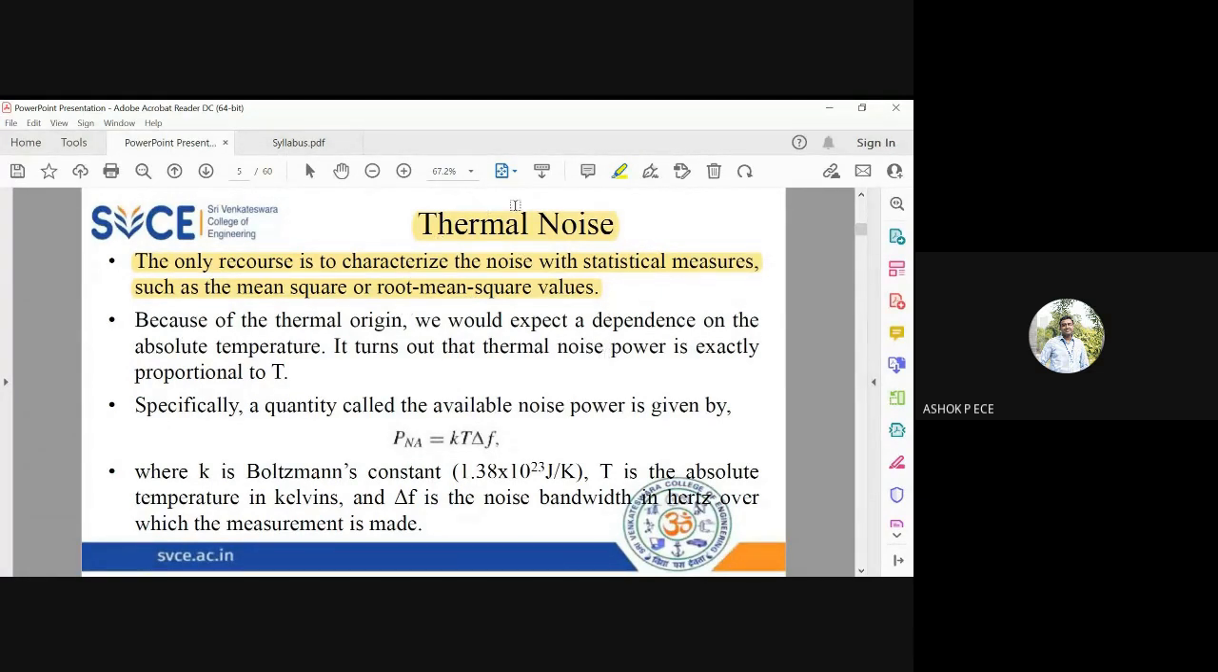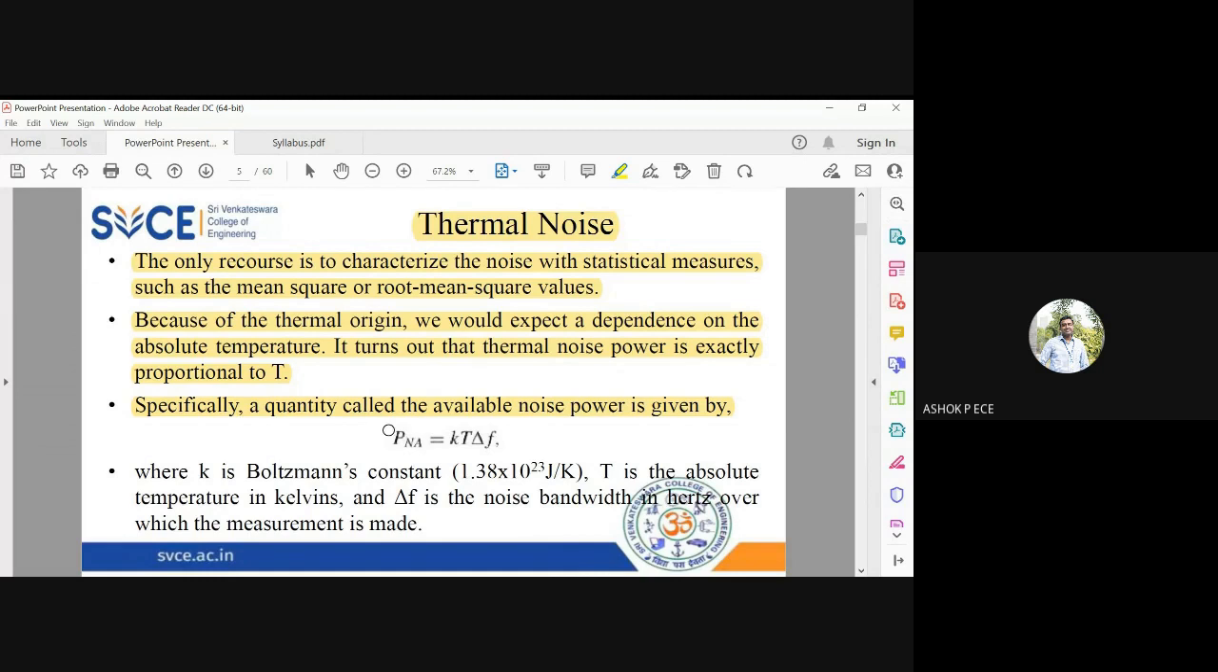And as the name indicates, this thermal noise has a strong dependence on temperature, and it is proportional to T. So as your temperature rises, the thermal noise power available inside the source also rises. The thermal noise power is given by, see the equation, PNA equal to KT delta F. So it is the available noise power. P refers to power, N refers to noise, A refers to available noise power.